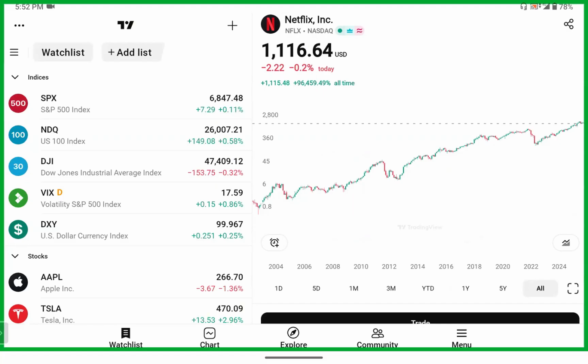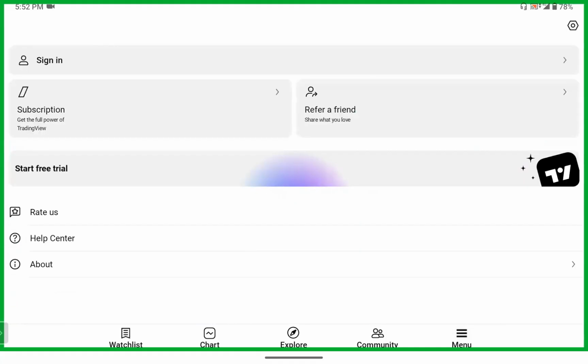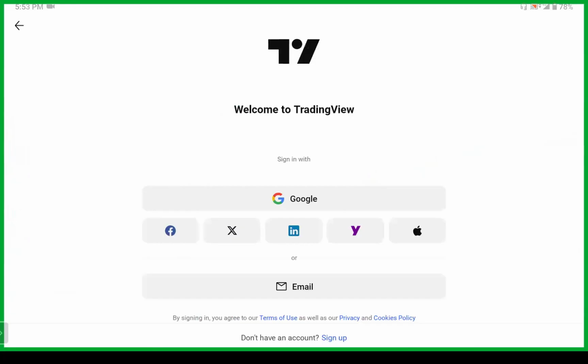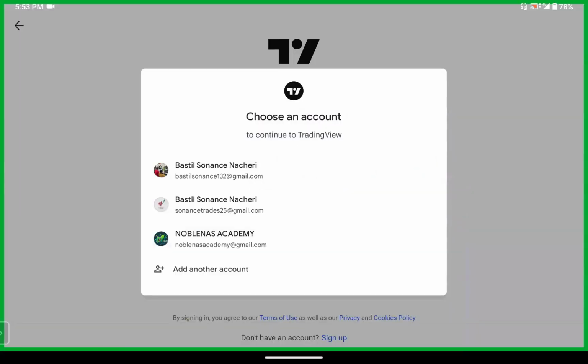So the first thing you need to do is get your app and download it. To those who are using a laptop, there is an application for the laptop, but it is better to use the website. It is more flexible. So the first thing is to create the account. You tap sign in. It is better to tap Google, then tap create with Google.